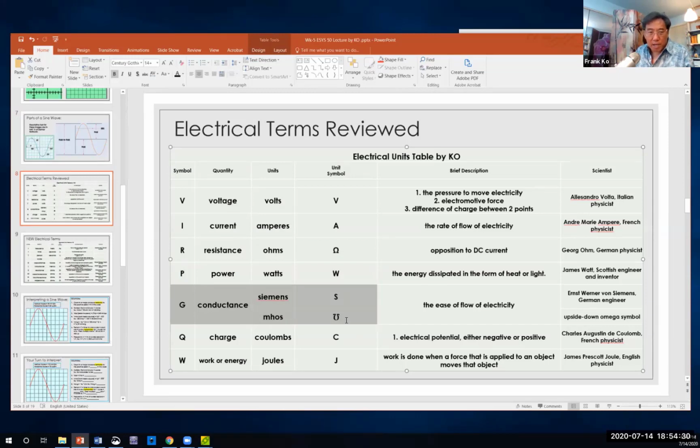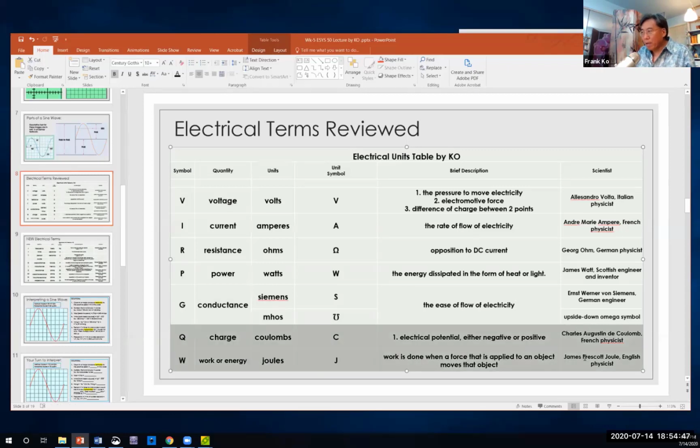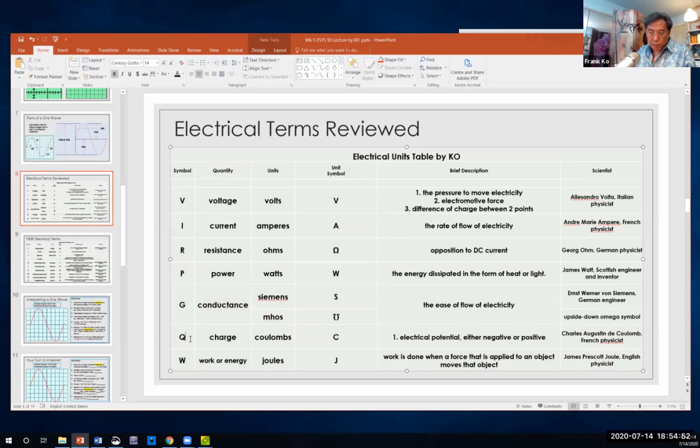capital S or an upside down omega. Conductance was defined as the ease of flow of electricity and given to us by Ernst Werner von Siemens, a German engineer. Two other ones that we hadn't talked too much about, but they're part of your vocabulary, are these. Charge, which is symbol Q, measured in units of coulombs. Coulomb symbol is a C, and it gives you a very specific number of electrical charges.